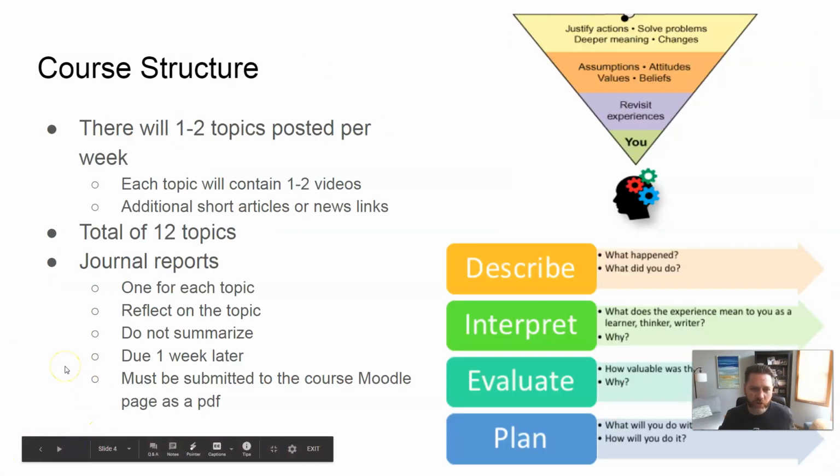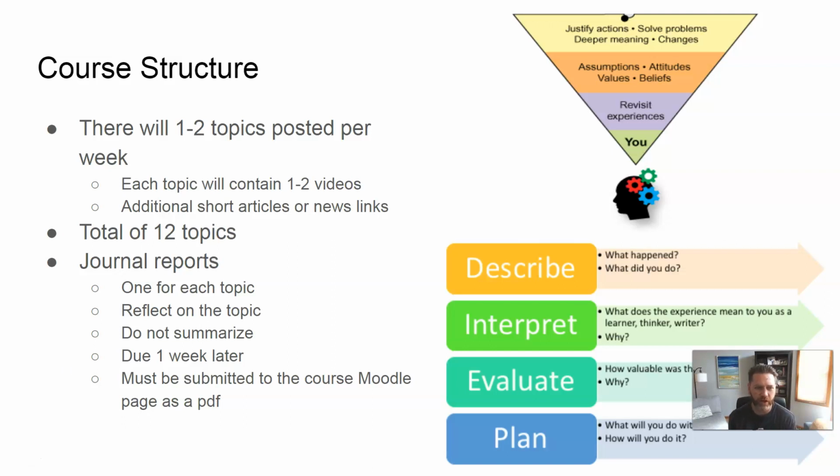Okay, so the structure of the course will look like this. Each week there'll be 1 to 2 topics posted. Normally this course is once a week, but since we're in the module schedule, we'll have 2 meetings per week. So kind of think of it as a Tuesday, Thursday class. This first week is kind of half of a week, so we're only going to have 1 topic.